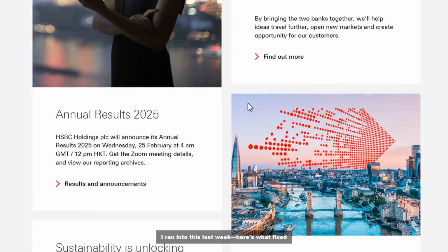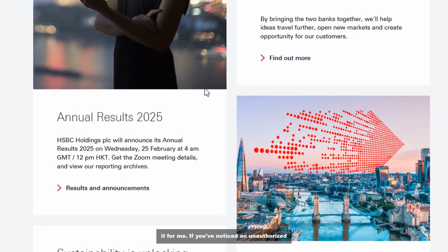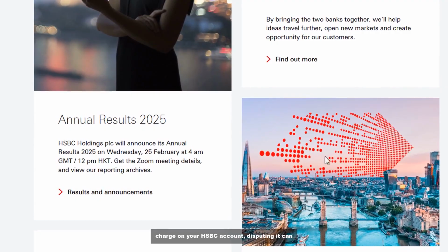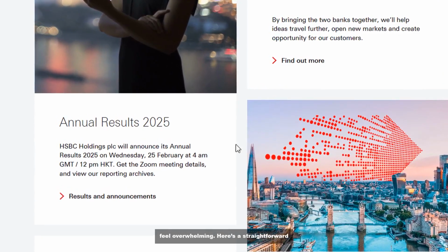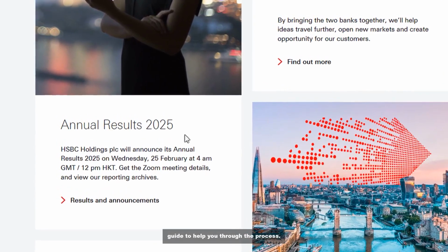I ran into this last week, here's what fixed it for me. If you've noticed an unauthorized charge on your HSBC account, disputing it can feel overwhelming. Here is a straightforward guide to help you through the process.